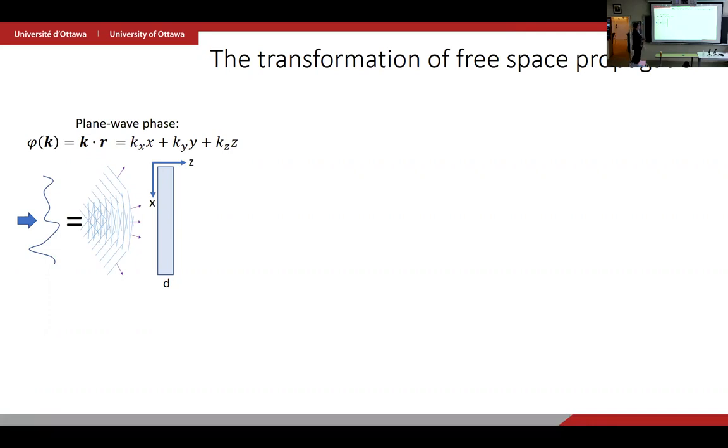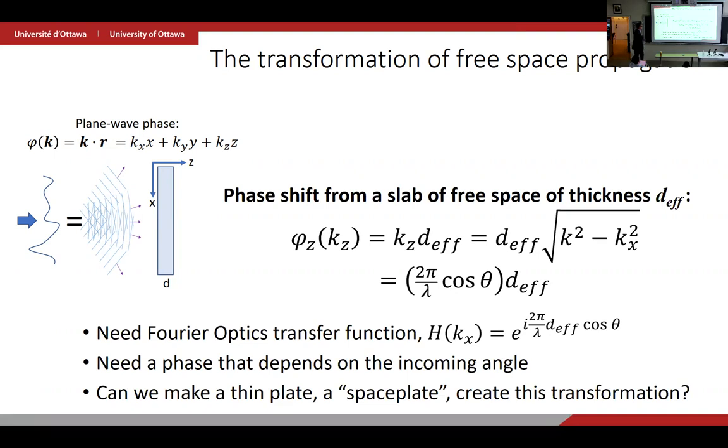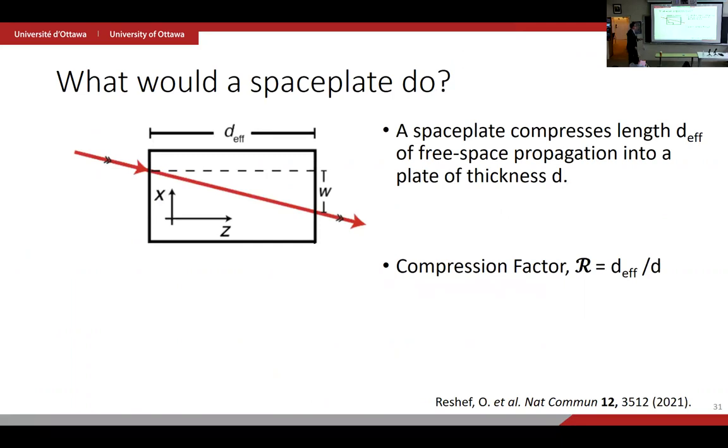Remember, angle is K, so you have a K-dependent phase. What exactly is that phase? It's actually kind of unintuitive, but it's essentially your KZ component times the distance that you propagate through, and then you can write that in terms of your transverse component by Pythagorean theorem, or you could write it in terms of your angle. So in the language of Fourier optics, the transfer function that we're aiming for is this. We want to apply this phase as a function of Kx. So we call that a space plate.